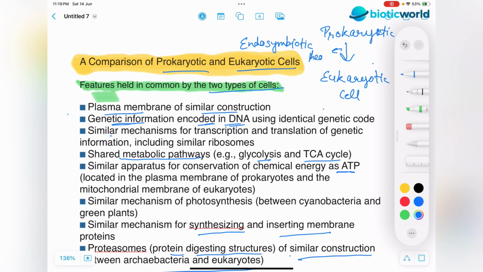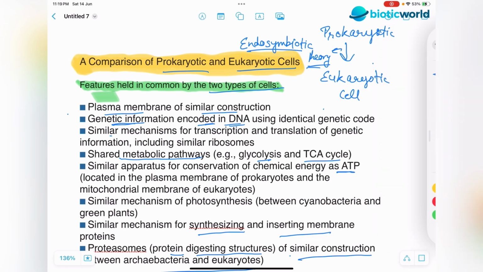You all have studied about it. If not, then please go to the channel and search the endosymbiotic theory, right? There you can study the relationship of characteristics between prokaryotic and eukaryotic cells, where mitochondria and the chloroplast came from the prokaryotes to the eukaryotes, right?